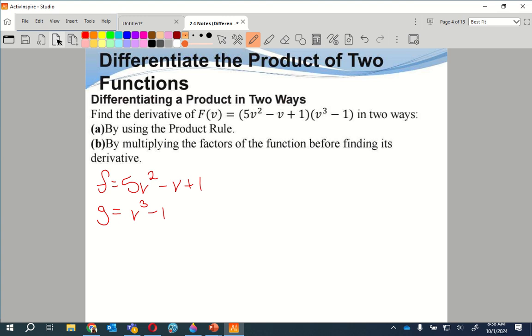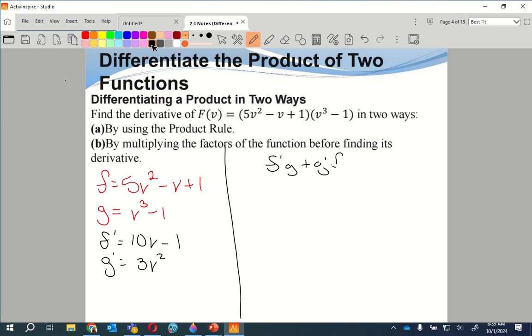F prime is going to be 10v minus 1. G prime is 3v squared. Product rule: f prime g plus g prime f.